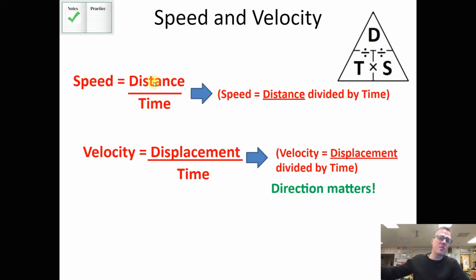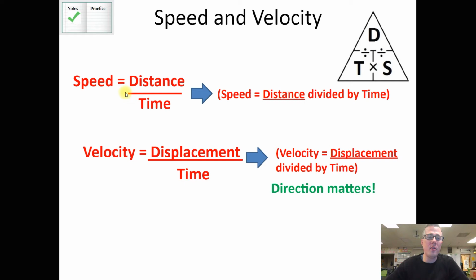So this is where the distance part comes in. Remember, distance is the actual path that you traveled. So speed tells us about the actual route, and it's distance divided by time. Velocity, on the other hand, is also a rate. It tells us, though, our displacement divided by time. So after the whole trip is done, and you figure out what is the straight line displacement between where you started and where you stopped, that divided by time tells us our velocity.